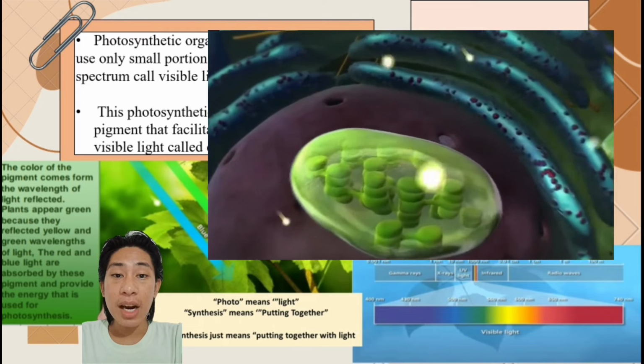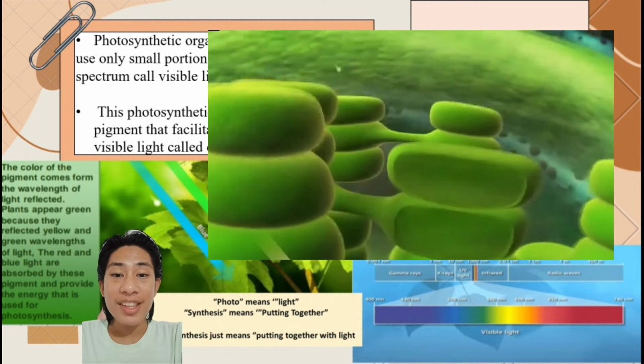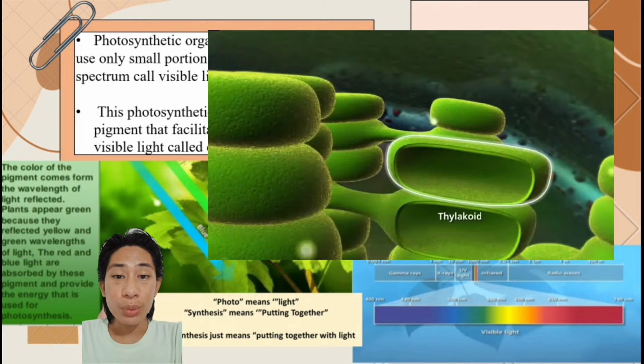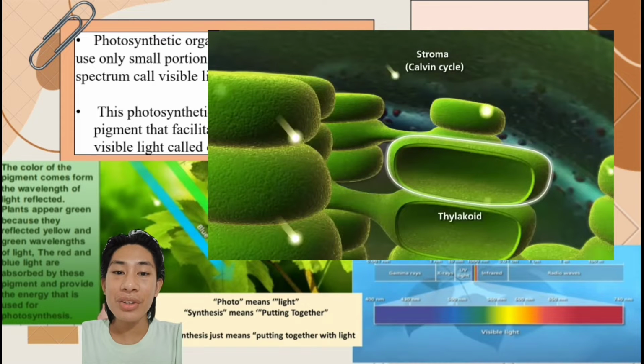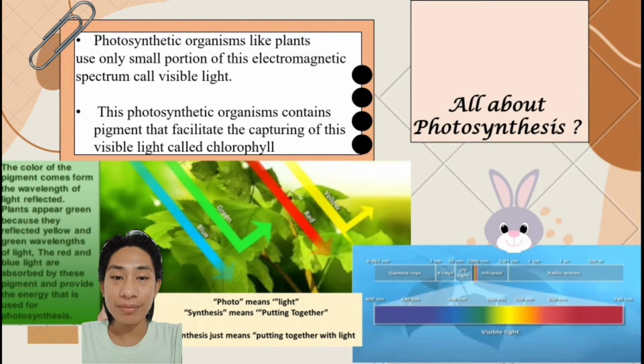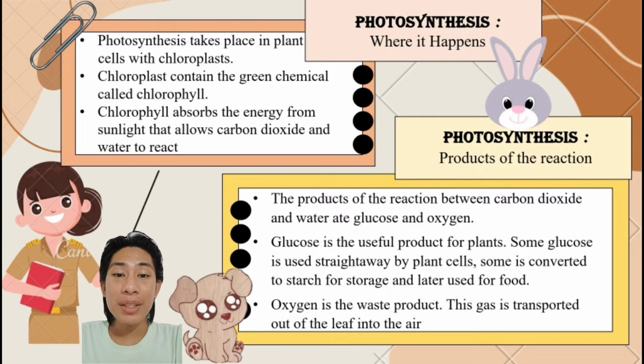Within the chloroplast are small disc-like structures called thylakoids, which are surrounded by a fluid-filled space called the stroma. The reaction that synthesizes glucose, the Calvin cycle, occurs in the stroma. Always remember that photosynthesis takes place in plant cells with chloroplasts, and the chloroplast contains the green pigment called chlorophyll, which absorbs the energy from the sunlight that allows carbon dioxide and water to be processed.